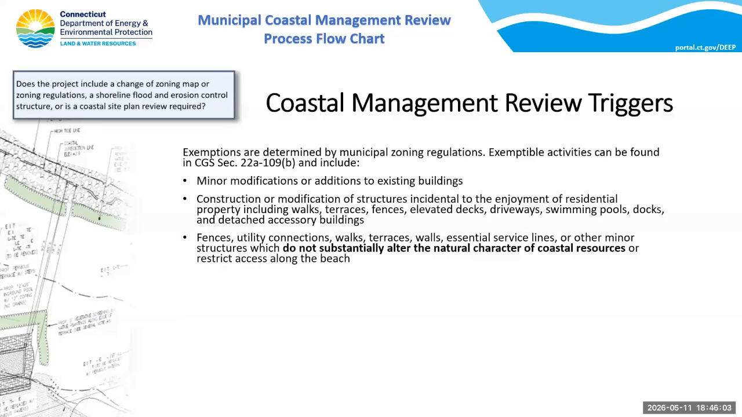Fences, utility connections, walks, terraces, walls, essential service lines, or other minor structures which do not substantially alter the natural character of coastal resources or restrict access. That bold point does become very important, especially with things like fences and walls, in determining whether they are going to significantly alter the natural character of resources. Walls in particular is an area that can cause a lot of confusion, with the statutes being kind of difficult to interpret. So we'll cover a little bit more about those when we talk about shoreline flood and erosion control structures later in the presentation.